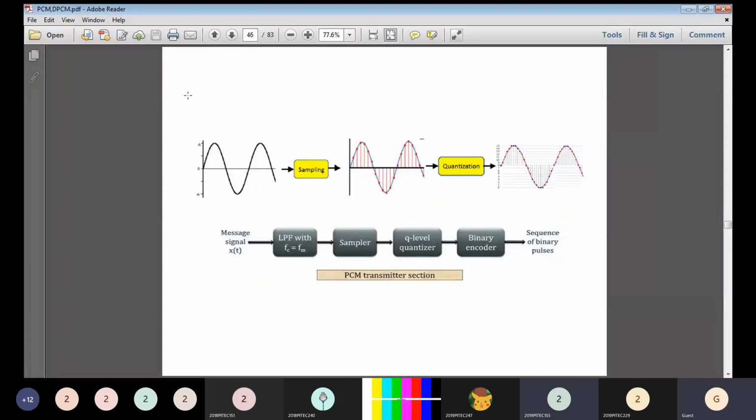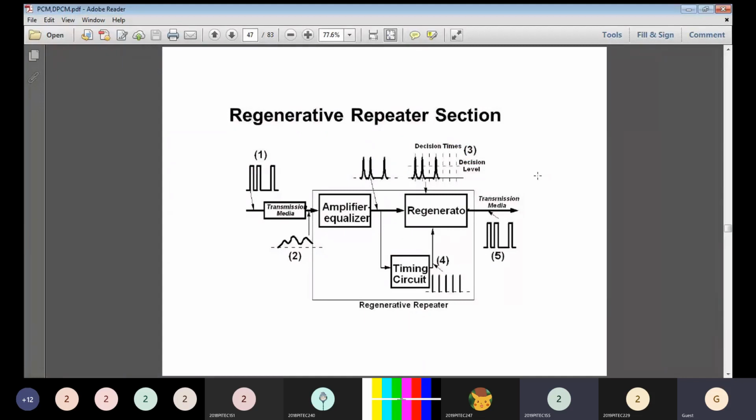Then this is the graphical representation of the inputs and outputs of our transmitter section. The first waveform is our analog input, which is sampled by the sampler. We are sampling using the natural sampling method. Then it will go to the quantization, and in this quantization we are getting a discretized signal.